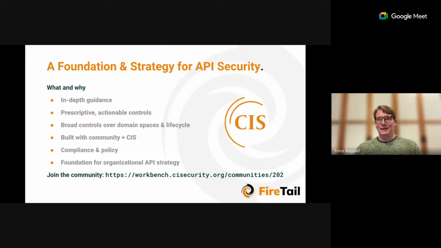The general idea is that the guide does contain prescriptive and actionable controls. However, these are intended to serve as starting points, for example, for later creating a technology-specific benchmark, for example, for AWS Gateway. And with that in mind, we started creating this and actually published it less than a month ago at Black Hat. And since then, there's been an influx of interested people in CIS benchmark.